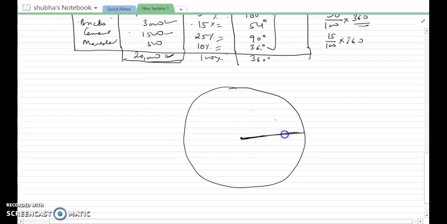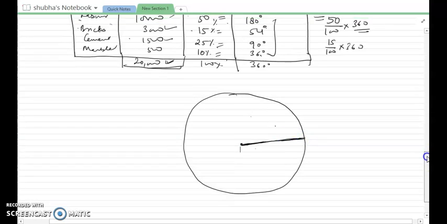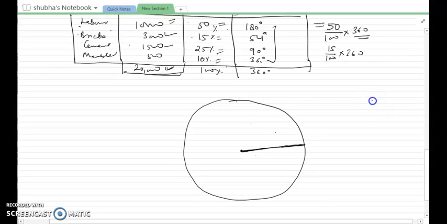After making it a baseline, just look at the first value you have got, the first degree. We have got 180 degrees. We'll plot 180 degrees. How much will the 180 degrees be here? 180 degrees means half of 360 degrees. So this will be our 180 degree angle.